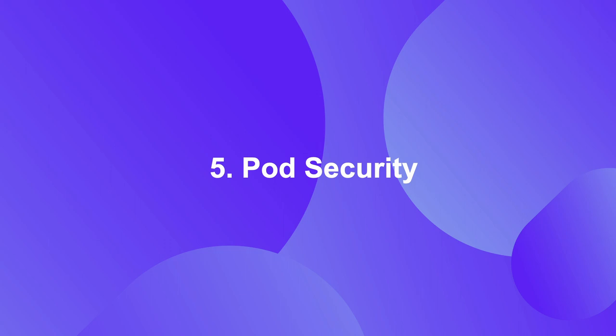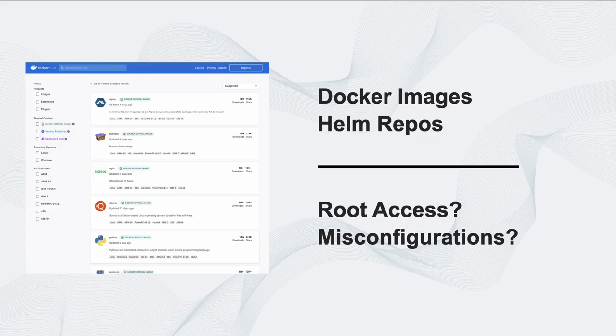So we got these applications containerized, we figured out Helm charts, we created Helm charts, and we deployed them to Kubernetes. But we were application developers. Once that application was running, we, you know, high-fived, checked it off the list, we're good to go. We didn't think much about pod security because we didn't know a lot about it. But pod security is very important. If you're pulling images, Docker images or Helm repos from third-party websites, they possibly could introduce problems like root access or some misconfigurations that weaken your cluster security.